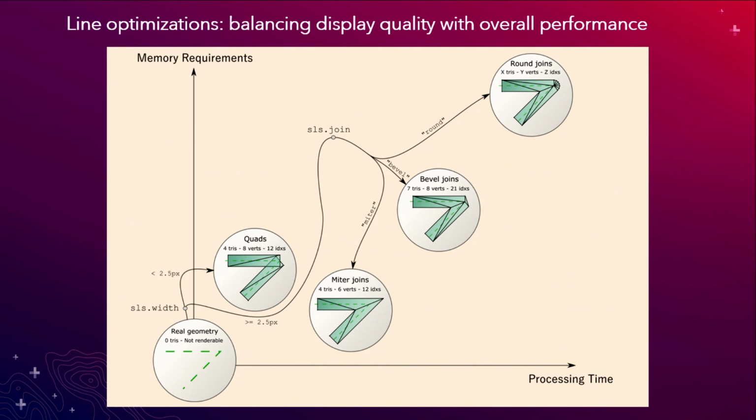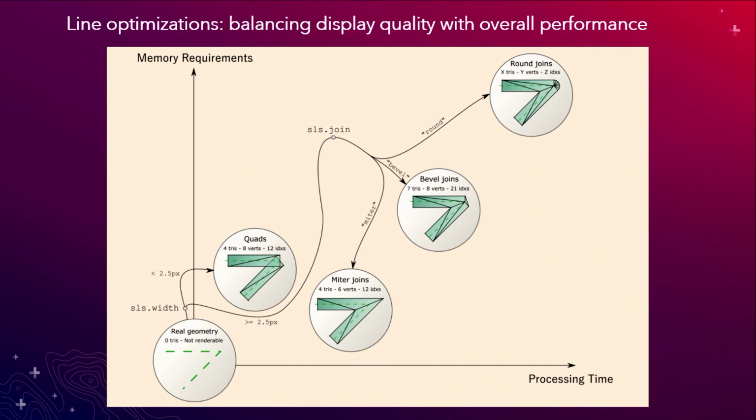Yeah. Exactly. And then if it's bigger than that, then based on which join type you have, we will render that as you described, but each one comes at more of a cost. As you can see with the round joins, it adds a lot of triangles. That's a lot of processing that needs to happen and a lot of memory that needs to hold.